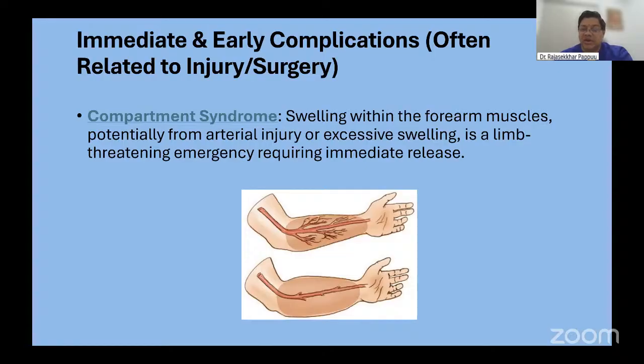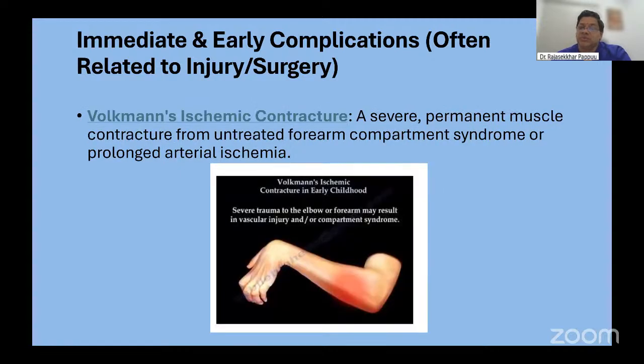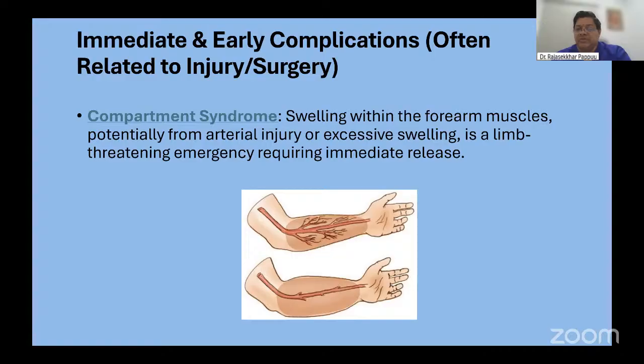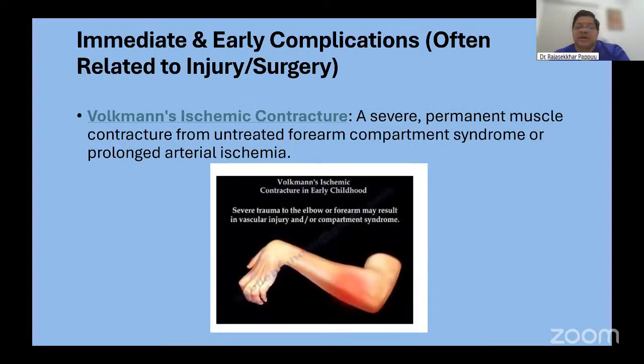The muscle gets necrosed. In this type of situation, we usually go for above elbow amputation, or you have to do decompression. If the patient comes in the early hours, before the compartment syndrome has set in, you have to go for decompression. Volkmann's ischemic contracture is one complication we see in children post supracondylar fractures because of the compartment syndrome. This is a sequelae of compartment syndrome.